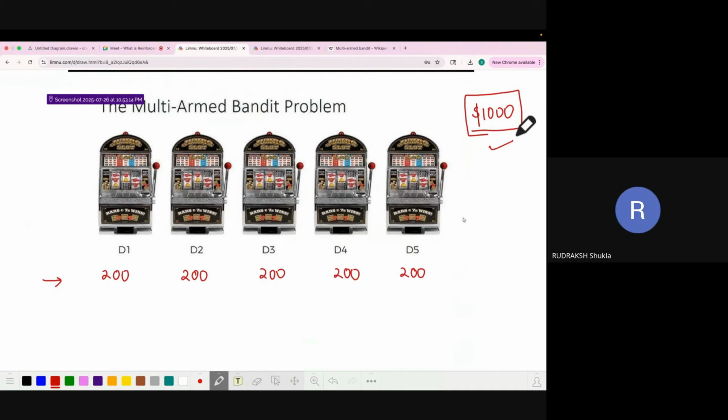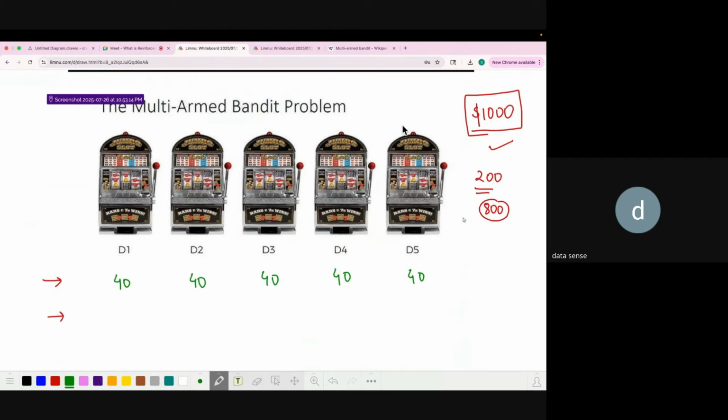Yes, sir. Okay. Now, the second scenario, which a lot of you guys mentioned, was that I will take $200 for testing and $800 for spending. What I'm going to do now is split the 200 equally here. Let's say 200 divided by five, $40 each. So I'll spend $40 on this, $40 on this, $40 on this, $40 on this, $40 on this.